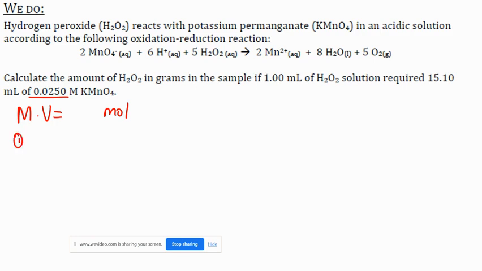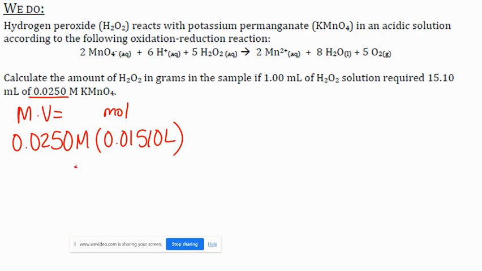Okay, so I'm going to try to take 0.0250 molar. I'm going to multiply that by what? Yep, 0.01510 liters. And that's going to give me my moles of potassium permanganate. Let's see if I can copy these down right. So that's going to be 3.775 times 10 to the minus 4 moles of KMnO4.